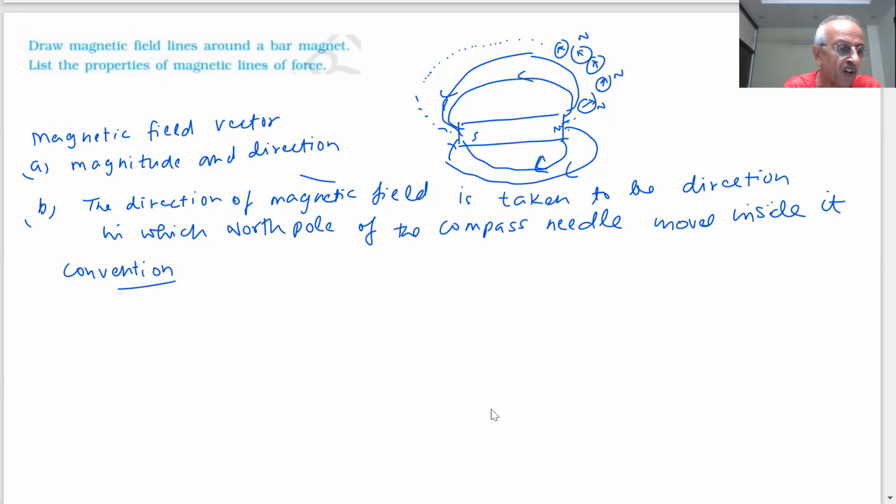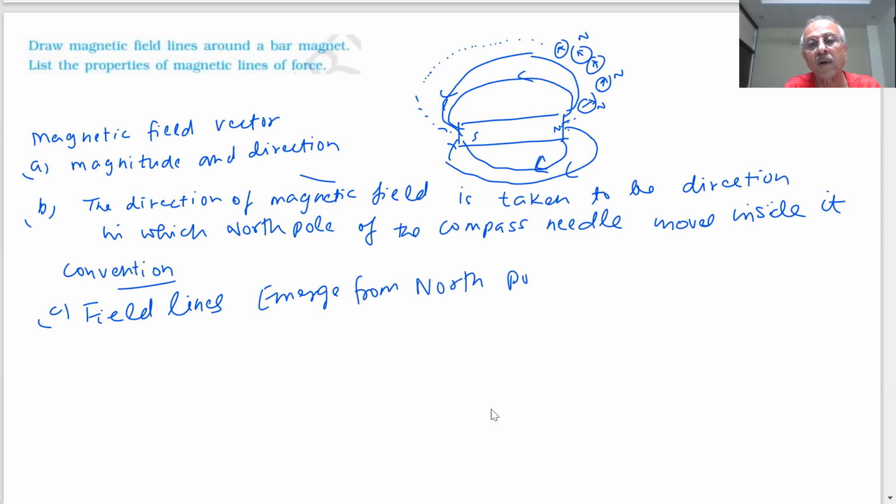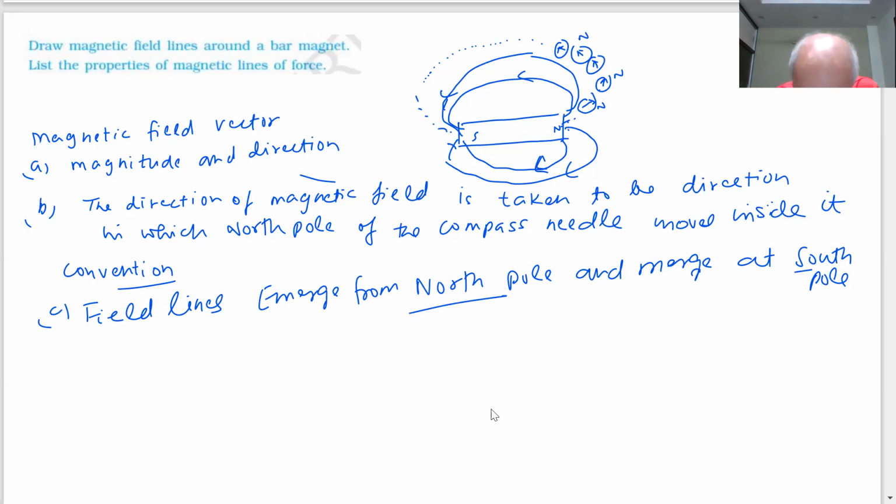The field lines emerge from the north pole and merge at the south pole. I can say that field lines emerge from north pole and merge at south pole. This is a convention which we will use. Field lines will emerge from, कहां से निकलेंगी? नॉर्थ से, किधर जाएंगी? साउथ पे खत्म हो, will merge at the south पे.